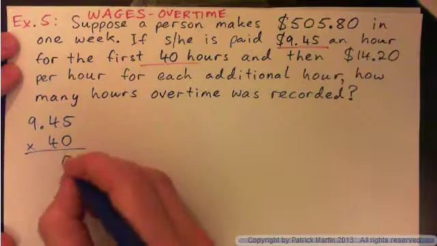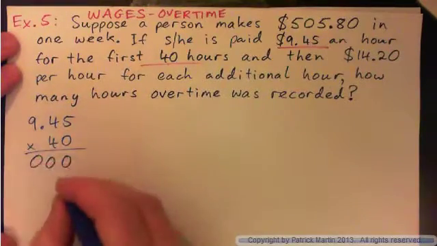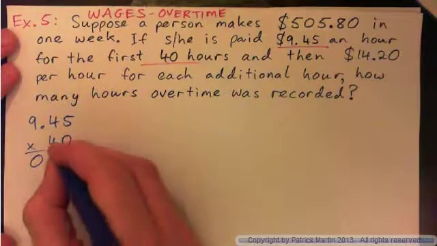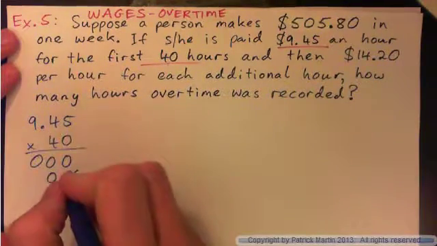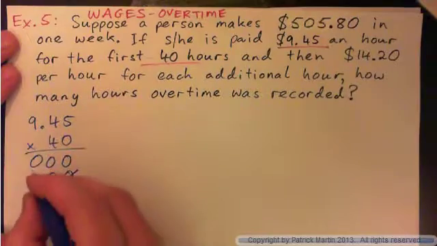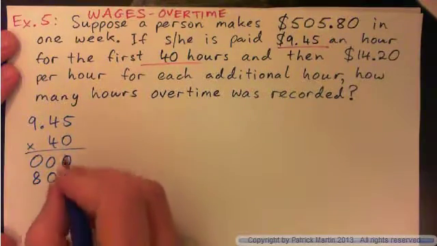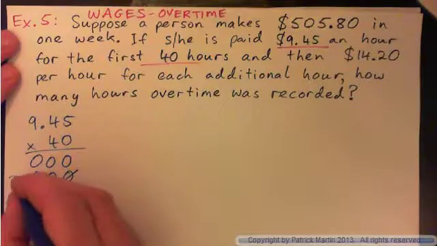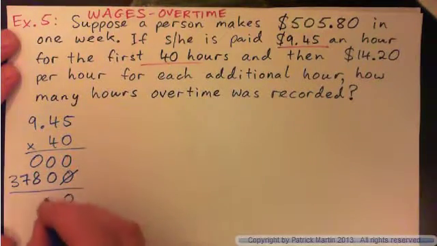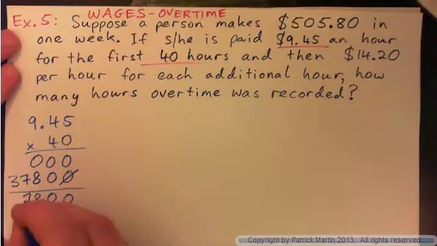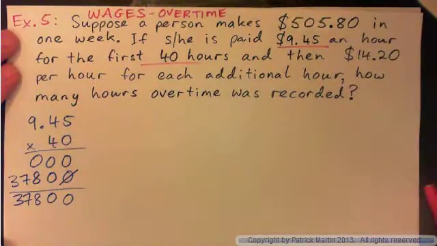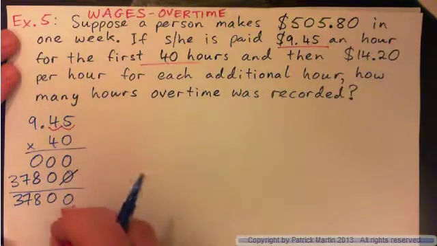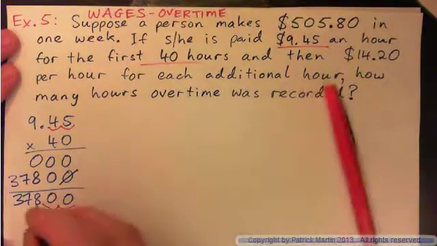0 times 5 is 0, 0 times 4 is 0, 0 times that is 0. Put a 0 in for a placeholder. 4 times 5 is 20, carry the 2. 4 times 4 is 16. 16 plus 2 is 18. Carry the 1. 4 times 9 is 36. 36 and 1 is 37. 0, 0, 8, 7, 3. And where does my decimal point go? Well, we've got 1, 2 in the question, so 1, 2 in the answer.